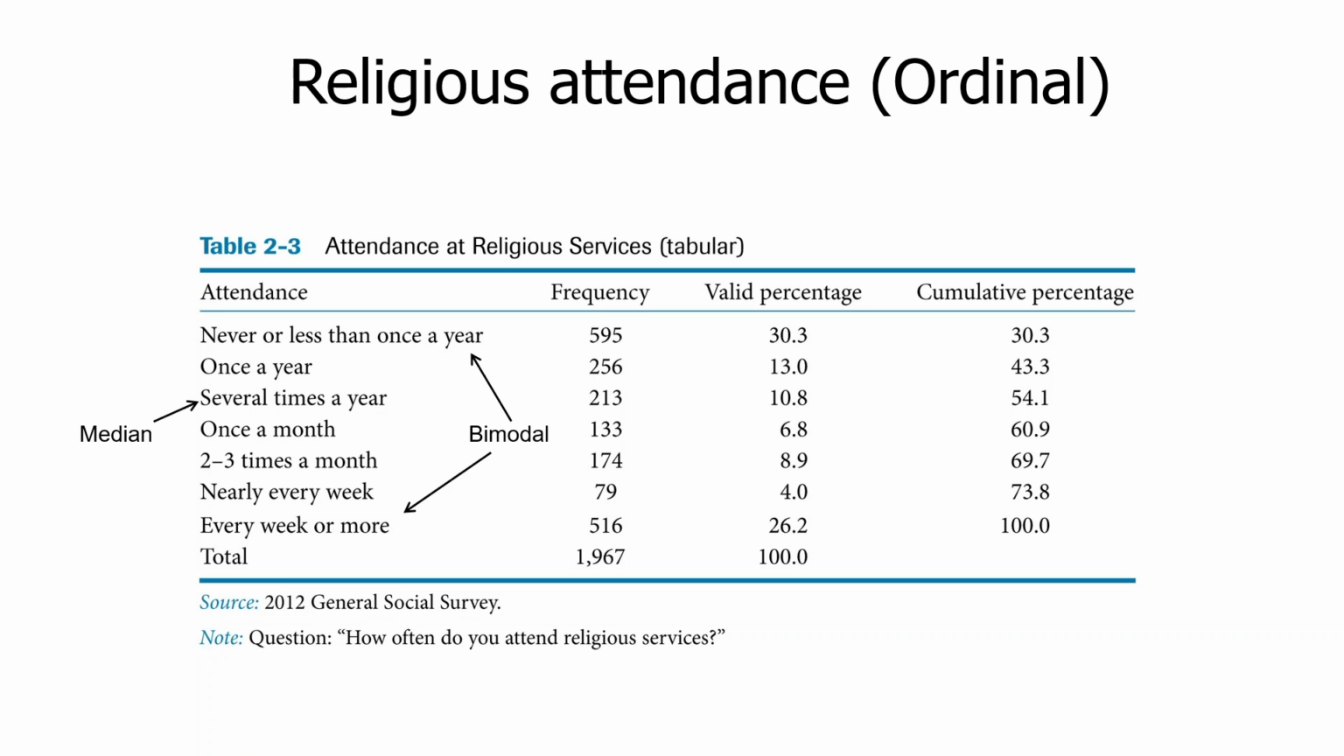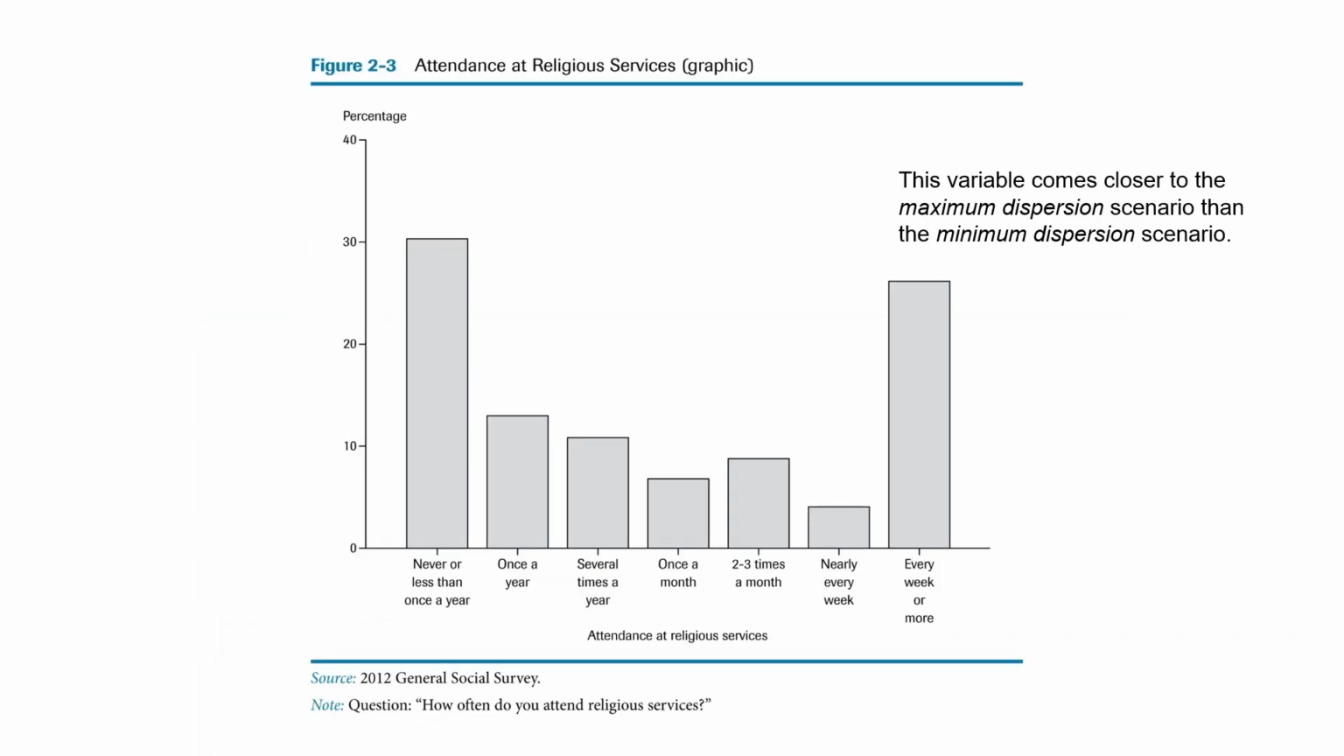The median, how do you find the median? Go down the cumulative percent column until you hit or exceed 50%. The median of this variable must lie within several times a year, because that's got the cumulative percentage marker of 54.1%. And you can see that here.